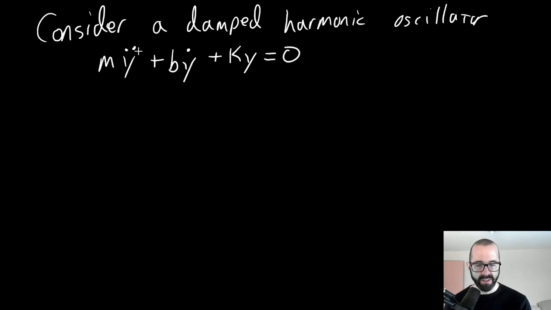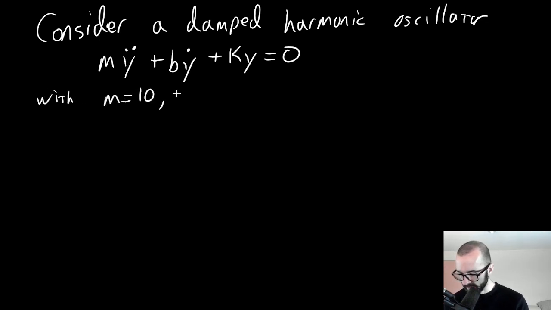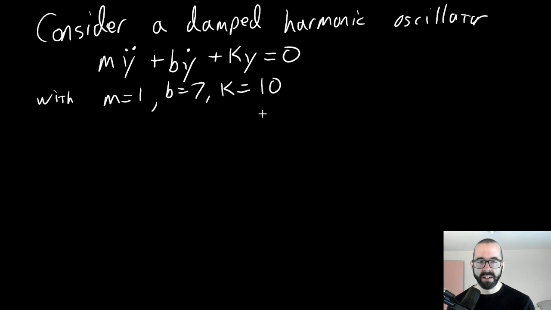Remember, the dot means the derivative with respect to time. So let's say we're looking at a mass of 1, a damping coefficient of 7, and a spring constant of 10. What are the units of that? We're not going to worry about it; you can worry about that in physics. I'm going to be lazy today and just focus on the differential equations. So we can find y, but that's a big problem. So first, let's write this as a system.